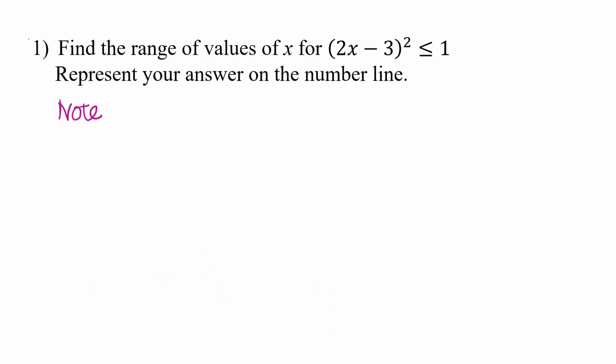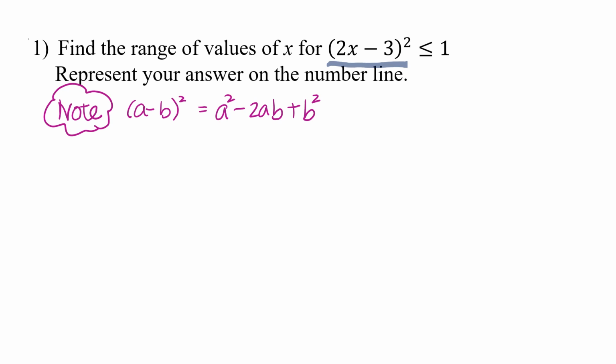So the first question is to find the range of values of x for the quadratic inequalities shown, and then we are asked to represent the answer on the number line. Right, so to expand this, we'll be using the algebraic identities. This is your A, this guy is your B. Okay, so we're going to substitute into your algebraic identities.